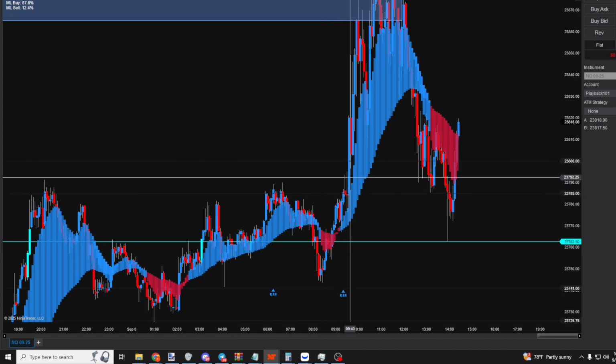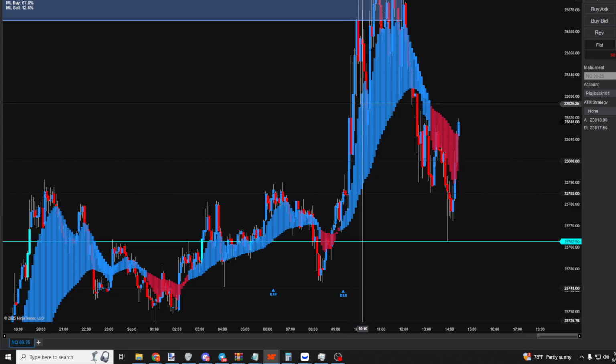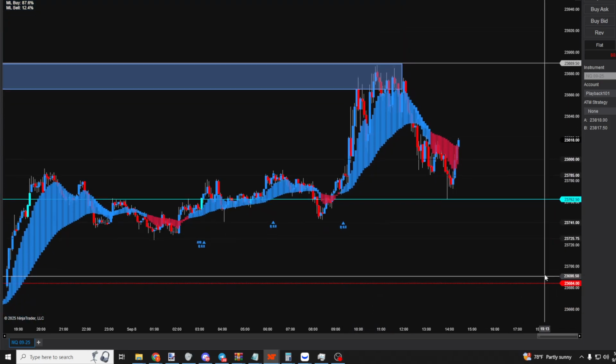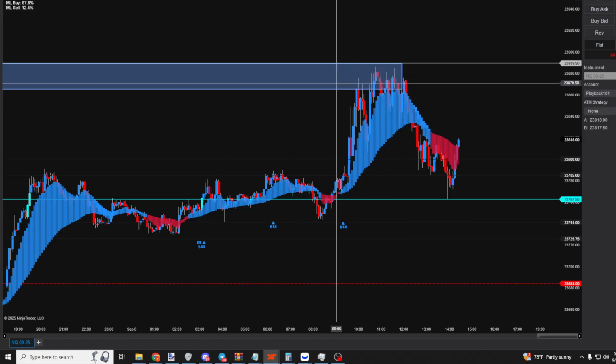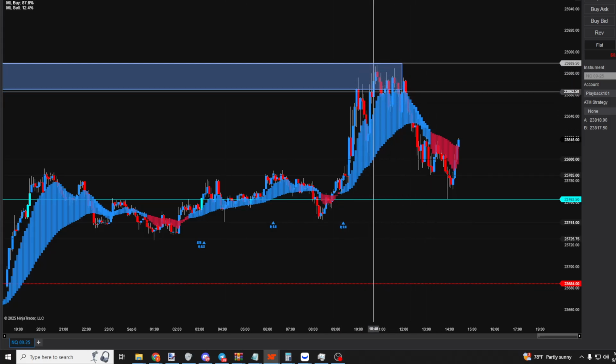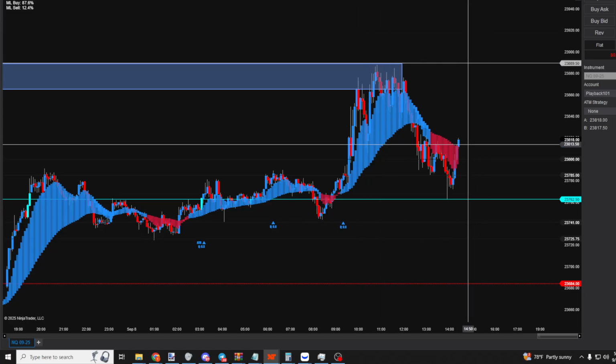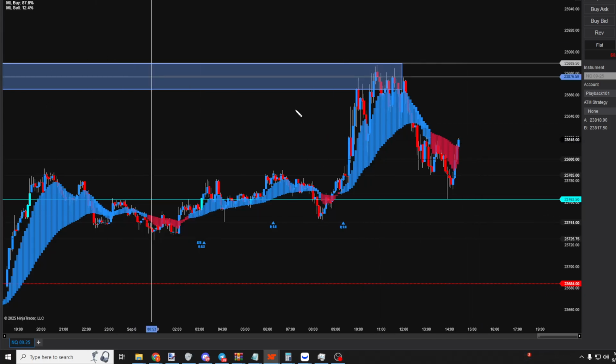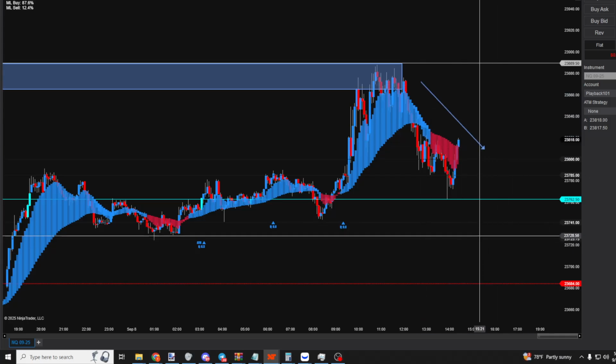And we start ranging into the cloud. We start tapping our wicks, and we continue to push higher. But as we push higher, watch what happens. Right there, that is our rejection, and that is our reaction. So we have become completely aware of where price is going to go.